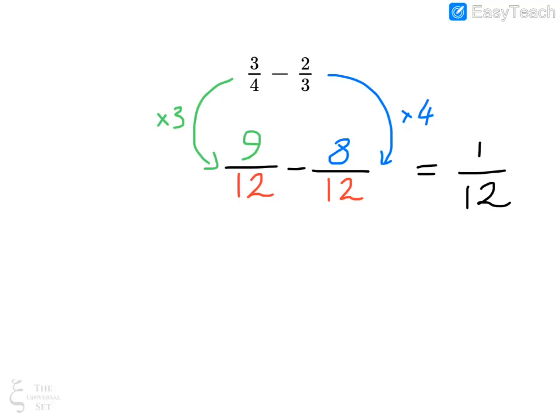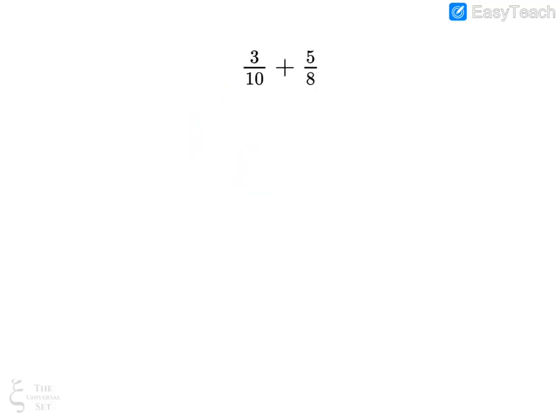Okay, let's try another. I've got 3/10 and I've got 5/8, and I want to add them together. Like before, the first thing we're going to have to do is find a common denominator, a denominator that will work for both. So that's going to have to be a number that's in the 10 and the 8 times table. Again, there are lots of numbers that we could choose, but normally choosing the smallest one is useful. So I'm going to choose 40. 40 is in both.